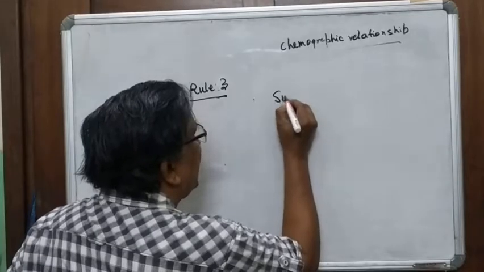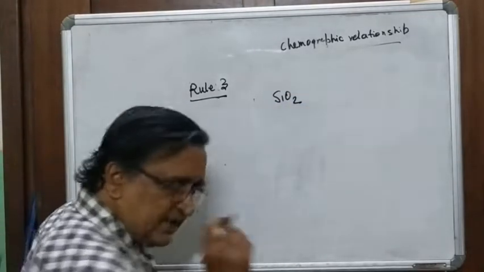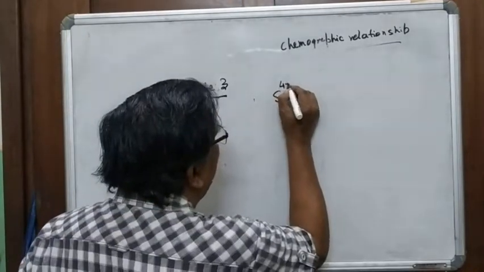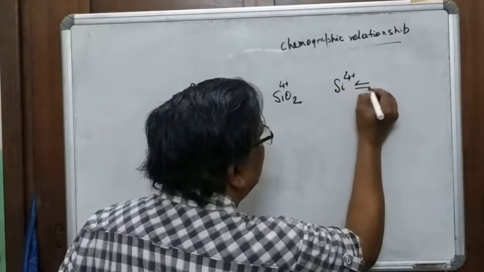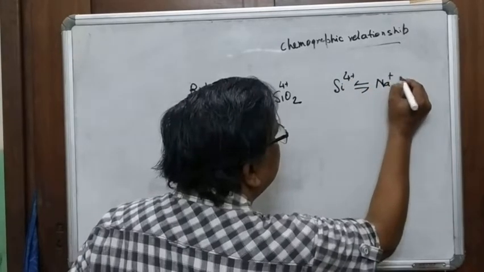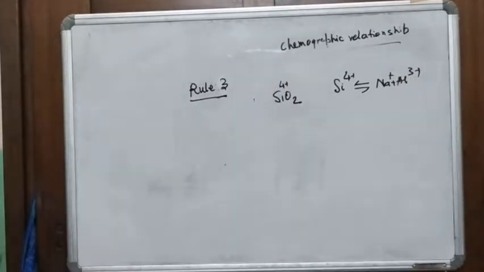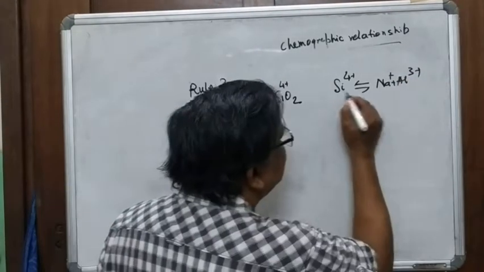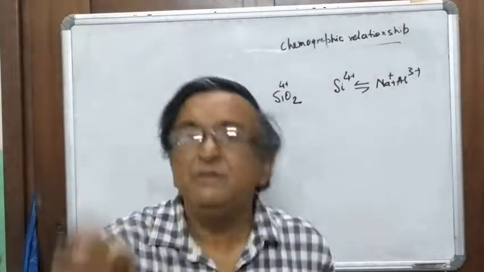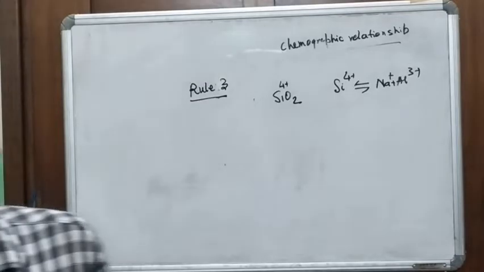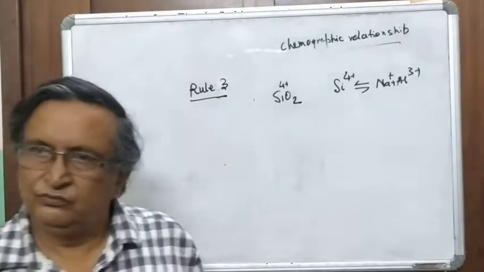Say for example, I have SiO2, this is quartz. Normally what happens in some cases, the silicon 4+ is replaced by sodium + Al3+. And this substitution of silicon by sodium and aluminium occurs in extremely low amounts. Have you understood? Extremely low amounts.